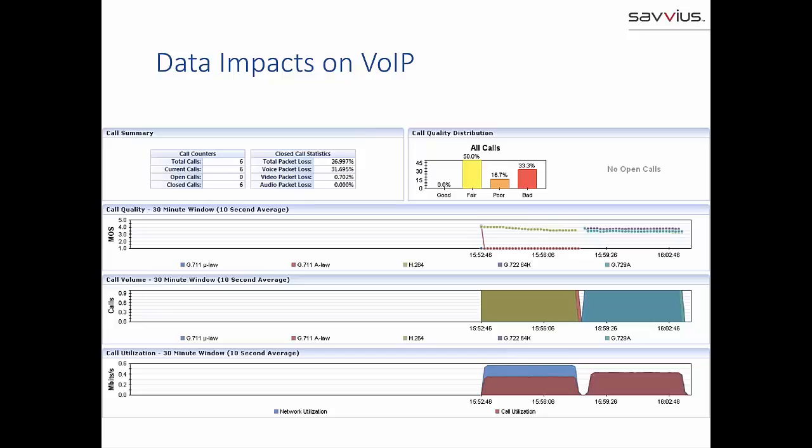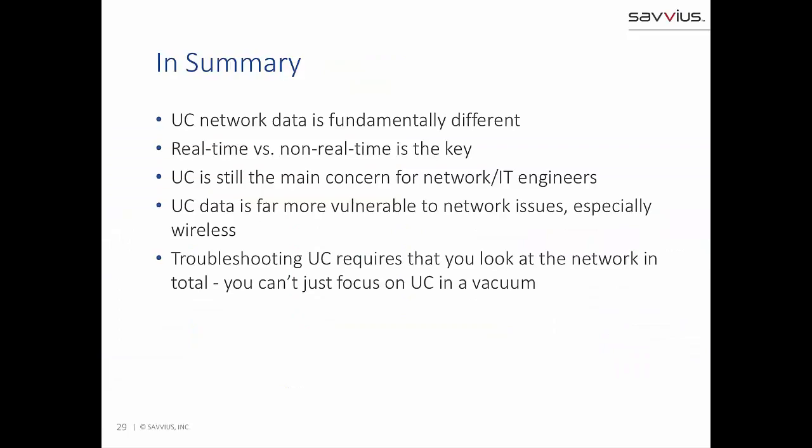So with that, let me just summarize here. I'm sorry I didn't get through quite all of the material, but I think what I was able to get through gives you a very good feel that, in the end, unified communication network data, the data that's going to go over the network for voice, video, etc., is fundamentally different than your traditional network data. The real-time notion of unified communications versus the non-real-time or near real-time aspect of more fundamental network data, file transfers, application usage, is really key here.